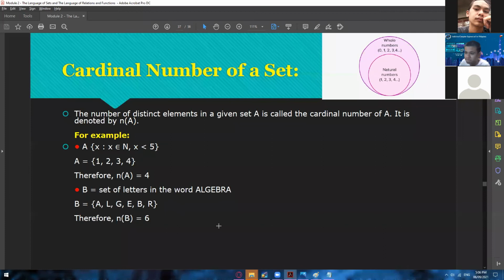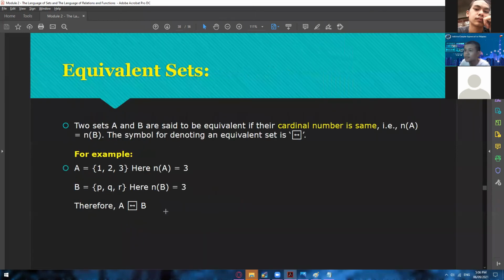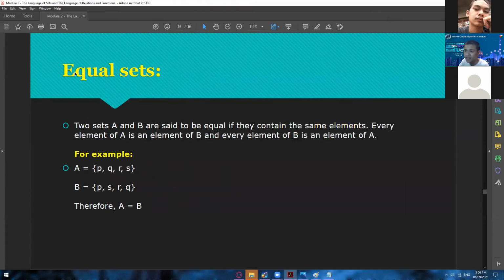Okay. So I hope we're clear with the cardinal number of the set. Let's now proceed to the next one, which is the equivalent sets. Two sets A and B are said to be equivalent if their cardinal number is the same. Most of my students before are confused with this equivalent and equal.